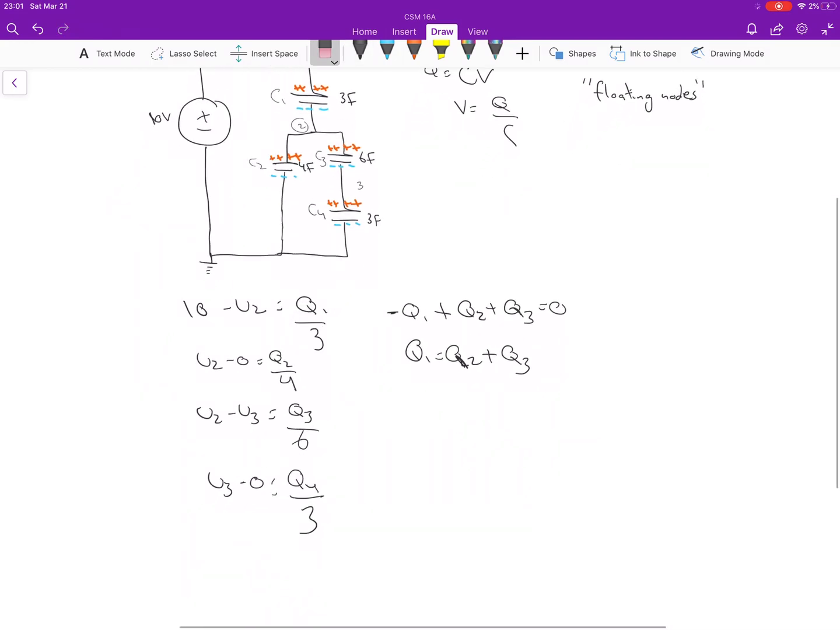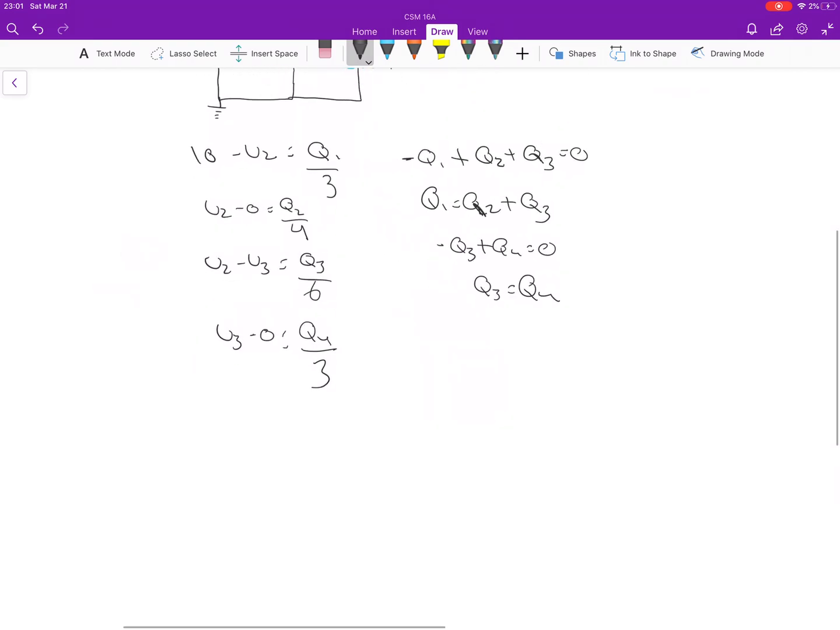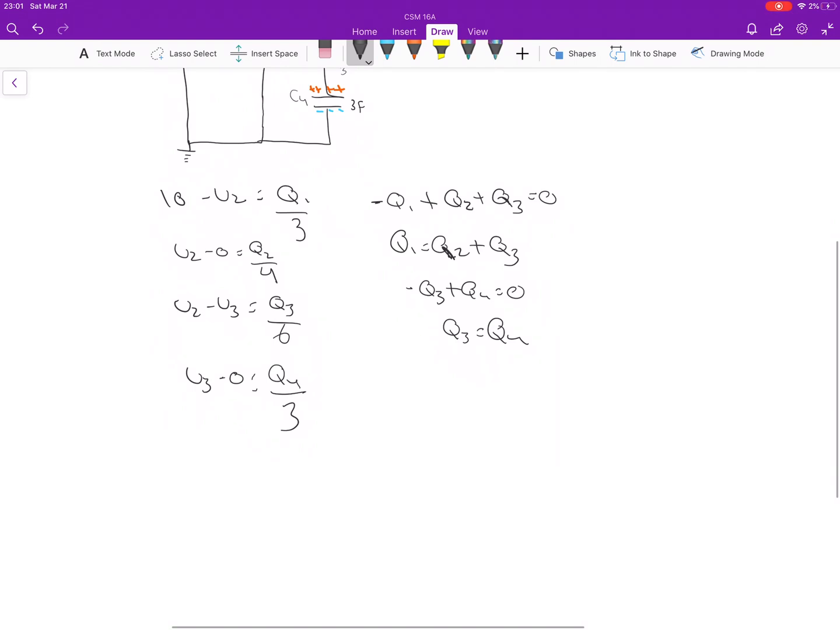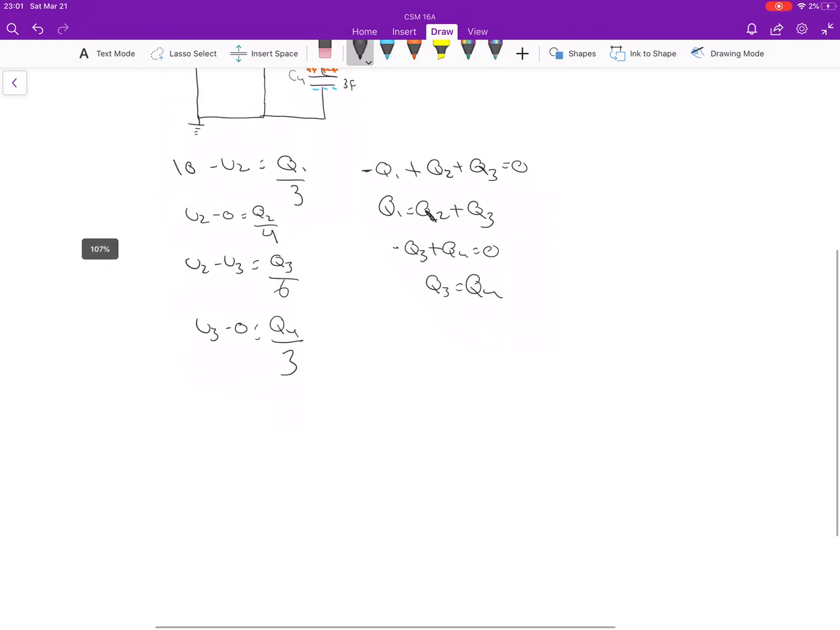Okay, so we have this, and at node 2 we have negative Q3 plus Q4 is equal to 0, so Q3 is equal to Q4. Alright, we have both of these. So let's do some plugging in. So let's plug into the Q1 equals Q2 plus Q3.